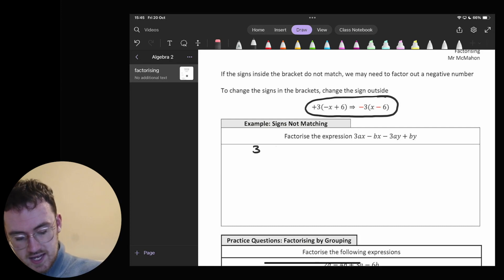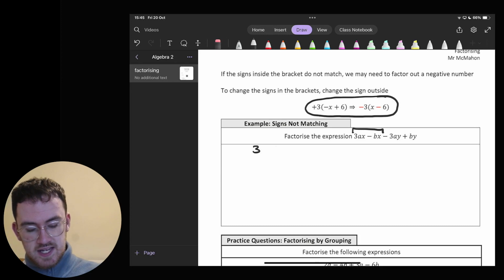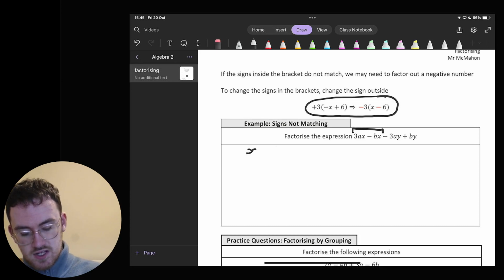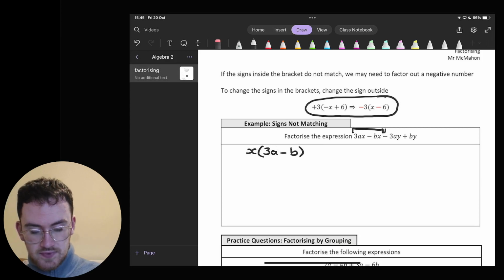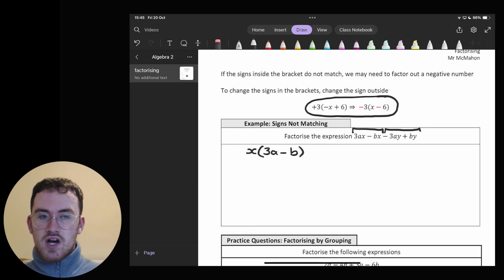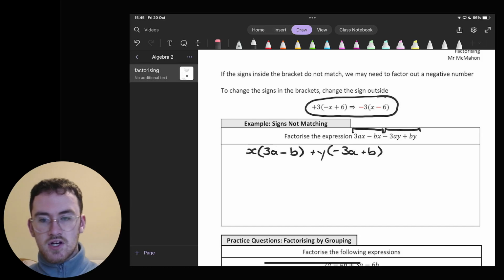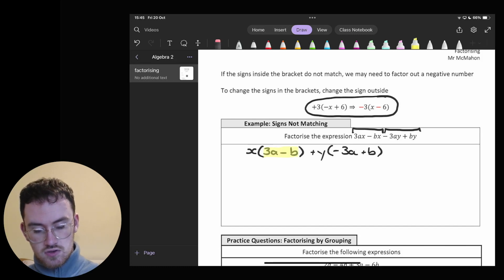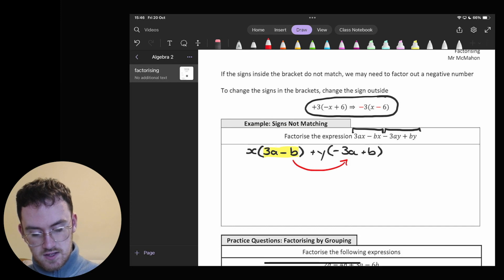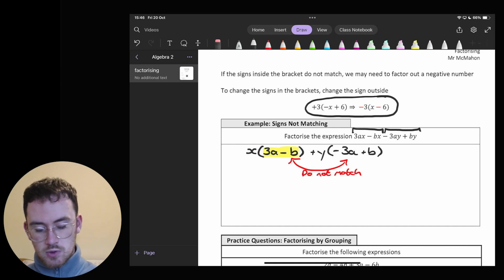If I look first of all at 3ax minus bx, I can see that the highest common factor there would be x, and it leaves me with 3a minus b. If I look at the second one and say I'm disregarding that sign for a second, or I'm not sure if I want to use it, I might say that y is the common factor there, and I could take out a plus y and I get minus 3a plus b. And I can see from looking there straight away that my two brackets do not match with each other. Okay, so these do not match. And the only difference is the signs. In one it's a minus and the other it's a plus, and the same goes for each term.